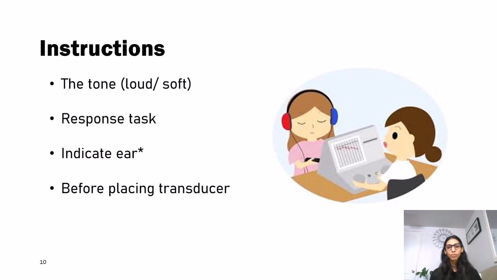And then you have to give them a response task. A response task can either be to lift the hands or to press the interrupter. And in certain cases, when you doubt that there can be crossovers or cross hearing, then you can ask the patient to indicate the ear, like whether they've heard in the right side or in the left side. Okay.